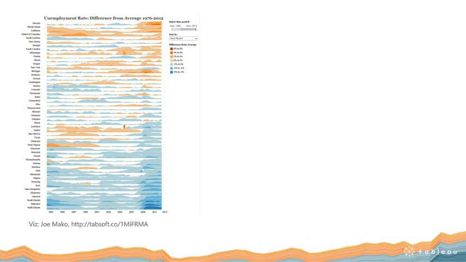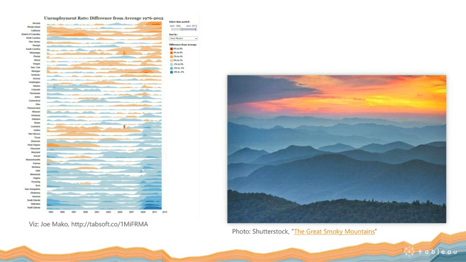Or if we look at unemployment, this is by Joe Mako, a visualization. Joe's an early influencer of mine in creating visualizations in Tableau. It kind of looks like these Smoky Mountains right here on the border of Tennessee, right? So same kind of thing: the color palette, the choices, the layers, the way you see these almost like mountains and so forth. There's something that draws you in about that.